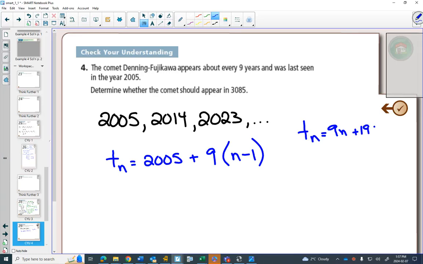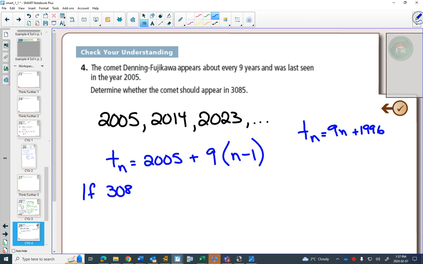Is it 1996? Yes. So you could use a shortcut, but your brain just sees a big number and you're like, whoa, maybe you want to use the formula this time because that number is big. So there we go. We've got our formula. And the question is whether or not it'll appear in 3085.